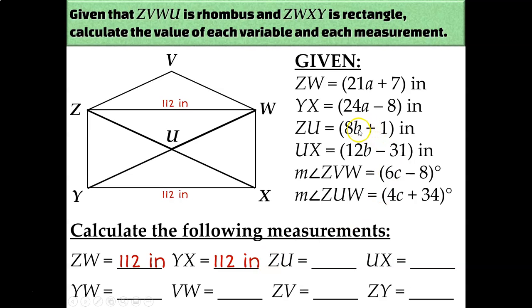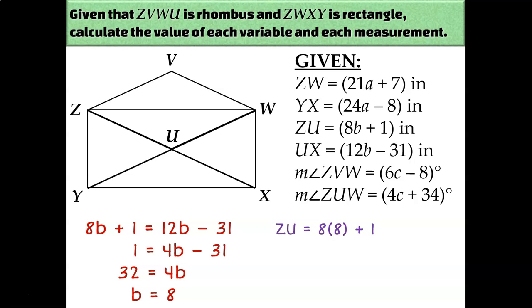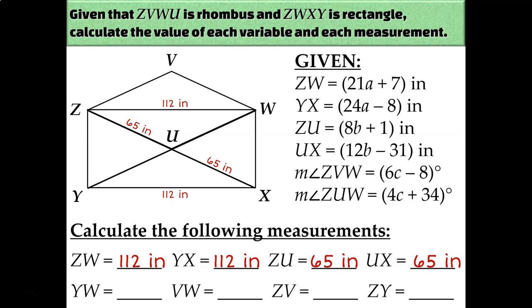Now let's see if we can solve for B. B appears here in the 8b plus 1 expression and here in the 12b minus 31 expression. So that's ZU and UX. Those are two of the diagonal segments in this rectangle, and we know that since it's a rectangle, it's a parallelogram, and if it's a parallelogram, then the diagonals bisect each other. So that means that ZU must be equal to UX. So I can set 8b plus 1 equal to 12b minus 31 and solve. So B has to be 8, and that means I can plug it in to figure out the lengths of ZU and UX. So ZU is 65, and so is UX.